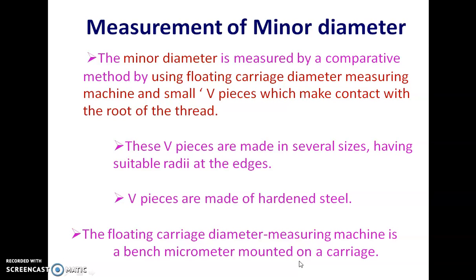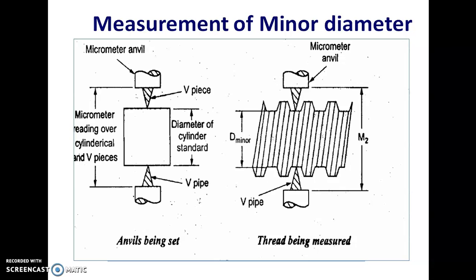The floating carriage micrometer measuring machine is a bench micrometer mounted on a carriage. It is a bench micrometer, but it is mounted on the carriage. To measure the minor diameter, V pieces are used. Two V pieces are used in the floating carriage micrometer. There is a standard cylinder similar to the previous case, and the two V pieces measure it. First, the standard cylinder dimension is S or D.